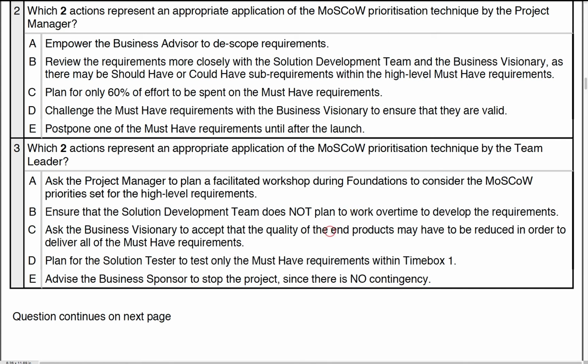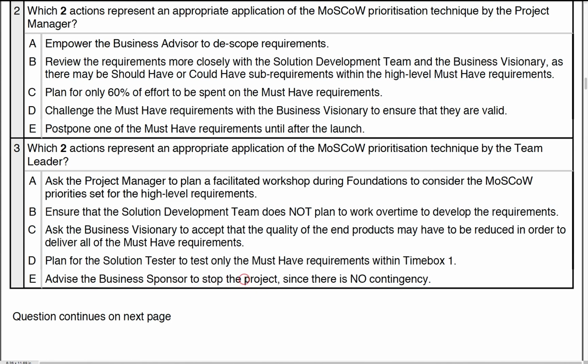Ask the visionary to accept the quality of the end products may be reduced. Absolutely not. So we do not do that either. Plan for the solution, test it, only test must have. That does not work either. We have to test everything that's in the time box. Remember, everything has to be tested even before review, so when it's signed off as working.